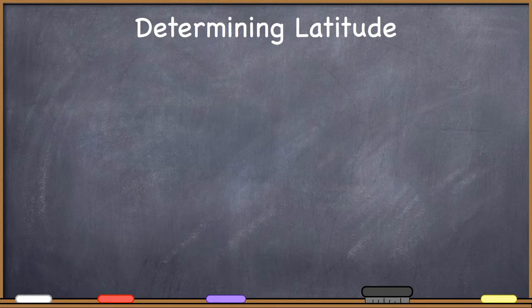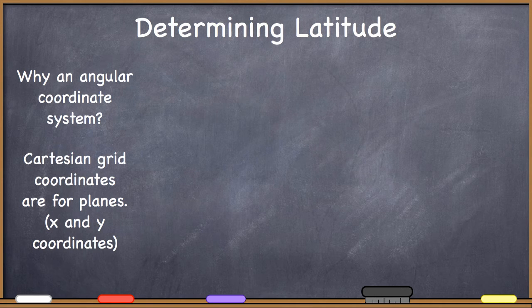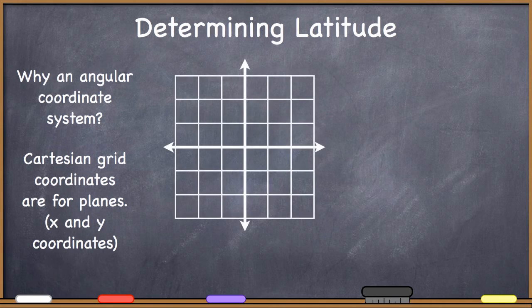But first, why would we use angles to measure latitude anyway? We actually use angles to measure longitude as well, so we have an entire angular coordinate system for specifying location on the planet. Why do we do that anyway? Well, most people are familiar with Cartesian grid coordinates. Much of middle school and high school mathematics classes are based around Cartesian grids. You have an x-coordinate and a y-coordinate, and so you take the x-coordinate and go over so many, and then the y-coordinate and go up or down so many, and then you're able to specify a location.